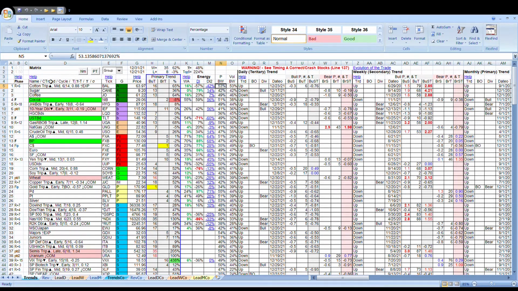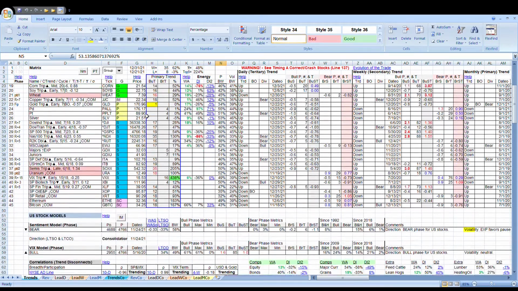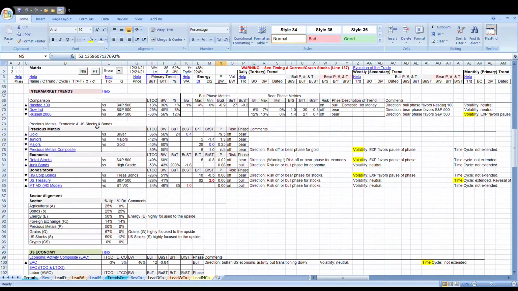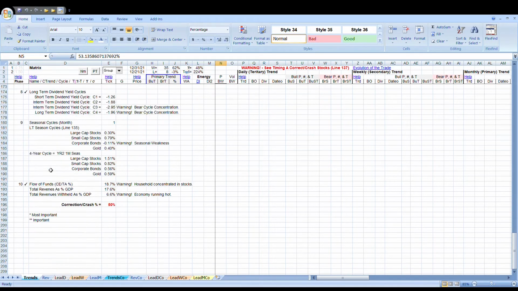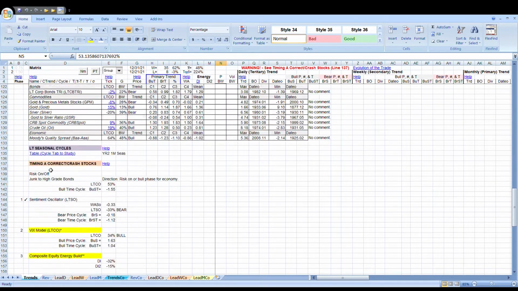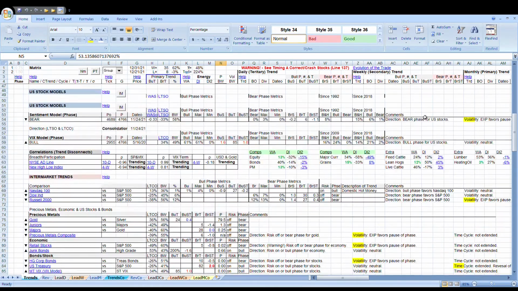We're going to take a quick look at the matrix here, a quick look at some of the changes. I'm going to focus in particular on the timing of correction crash section, which has been slowly modified for some time. Maybe we'll include this inside a help video eventually. But in terms of the timing of correction, it is down on line 137 and below. It represents the computer's attempt to go through the complex nature of everything that we see inside the matrix.